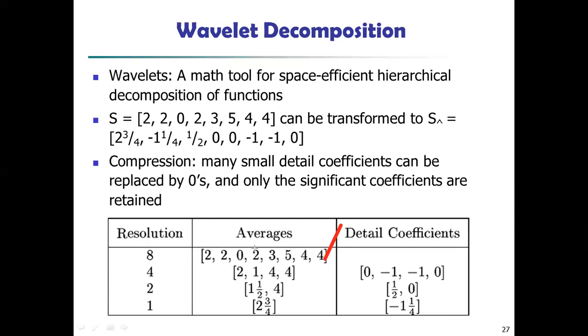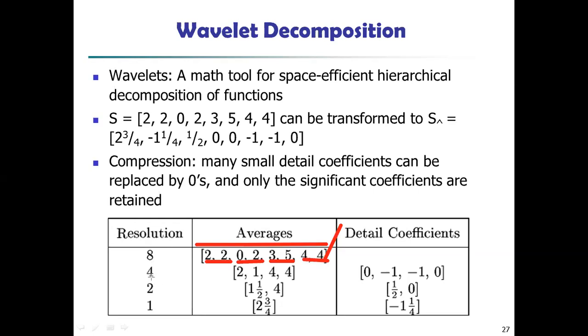See here, these are the total values; there are 8 values. Out of these 8 values, you have to consider the first 2 values and find their average, that is 2. The next 2 values' average is 1. The next 2 values' average is 4. And the next 2 values' average is 4. So you have to find the averages for each pair. 8 is converted into 4, 4 is converted into 2, 2 is converted into 1.